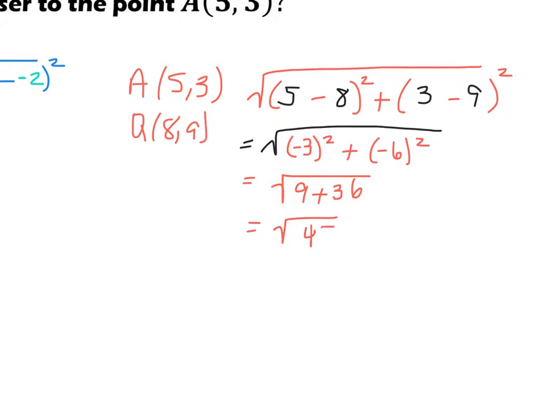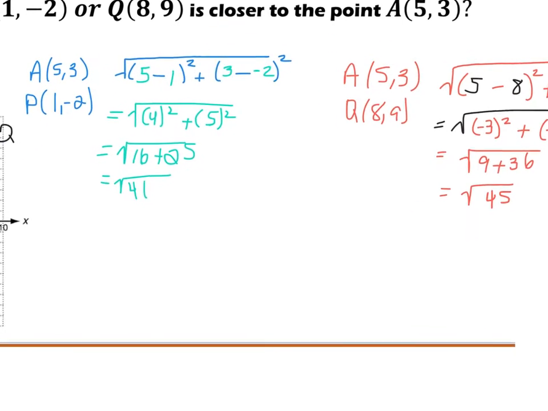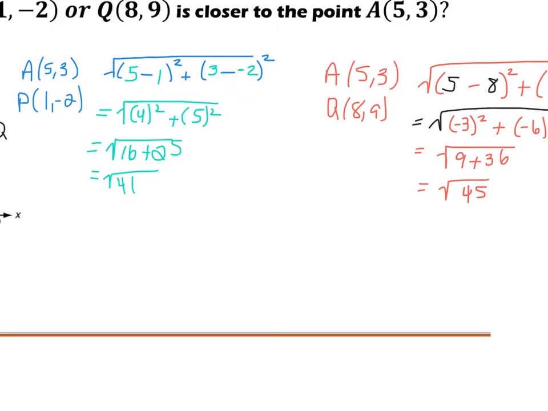Okay, 45. Now, can I break down 45? Yeah, I can. But I'm not going to right this second. Why do you think not? Because then you're going to get some kind of a square root or whatever. But look, all we need to do is compare. Which number is bigger? The square root of 45. Do you guys know what the square root of 45 is? No. But the whole number 45 is bigger than the whole number 41. So that means the square root would be too.